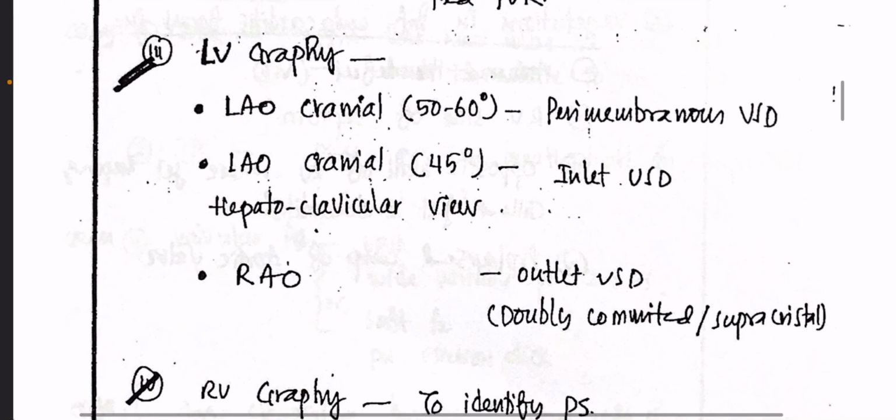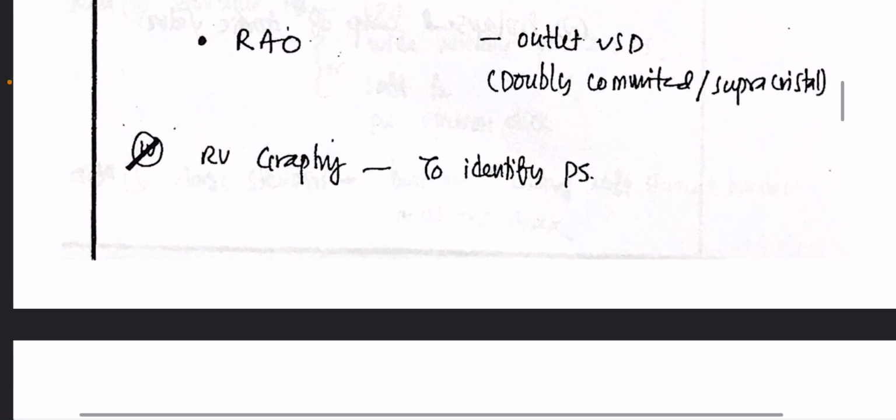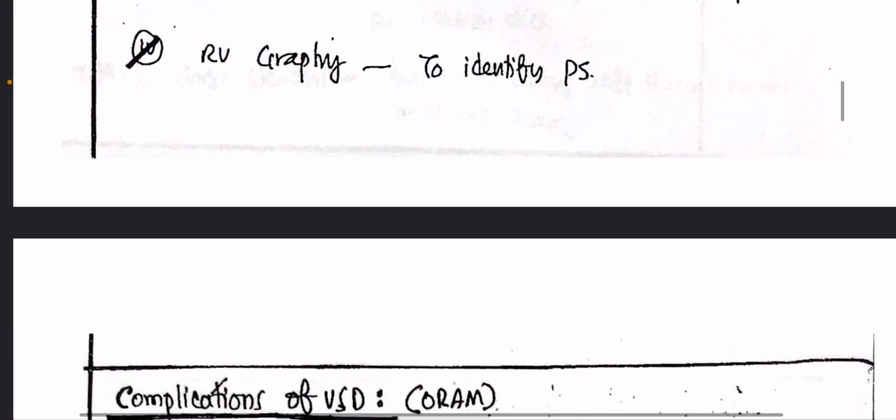In LB graphy, low cranial view, we can see perimembranous VSD. In low cranial view in 45-degree angle, that is hepatoclavicular view, we can see inlet VSD. In RAW view, we can see outlet VSD, that is doubly committed or supracristal VSD. By doing RB graphy, we can identify pulmonary stenosis.